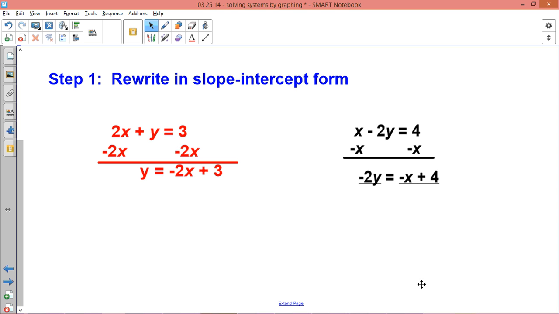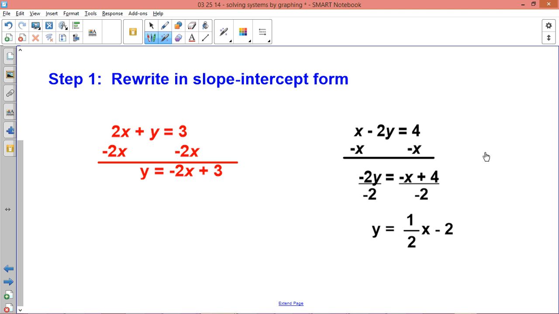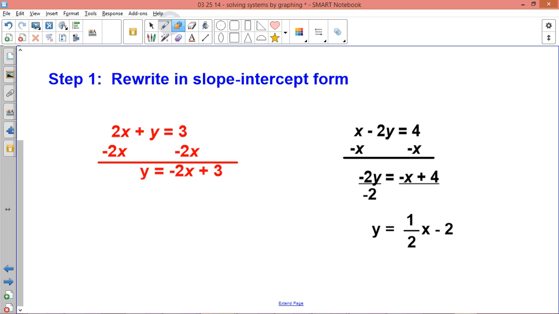I still don't have y by itself, so I divide by the coefficient, divide by negative 2, but I have to divide by negative 2 on both sides. And so I get y equals 1/2 x minus 2. Notice how they write this real quick. This we have written as negative x plus 4 divided by negative 2. That is exactly the same thing as if I were to say, let me just cover this up for a second, I just want to point out that that's exactly the same thing as doing this. Divide by negative 2, divide by negative 2. It means exactly the same thing, and you get exactly the same answer. So either way you want to write that is fine.